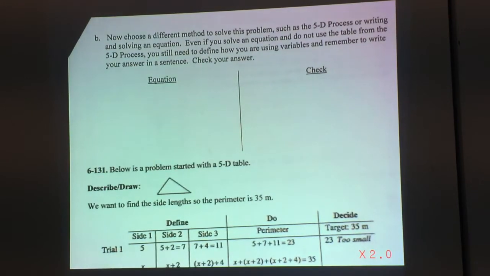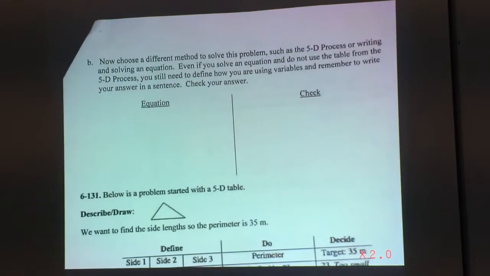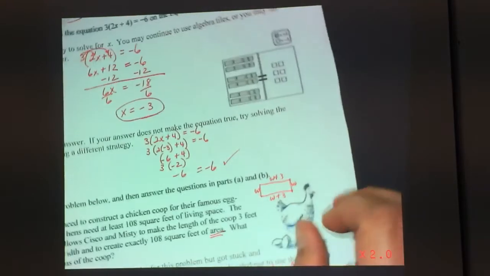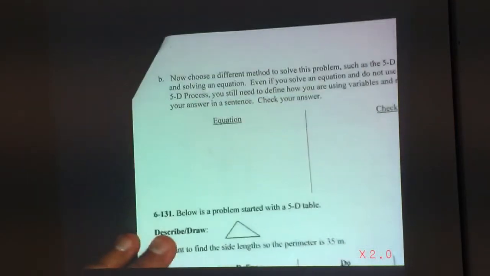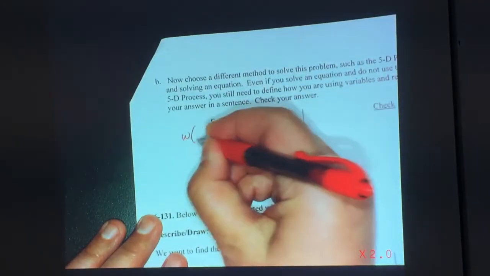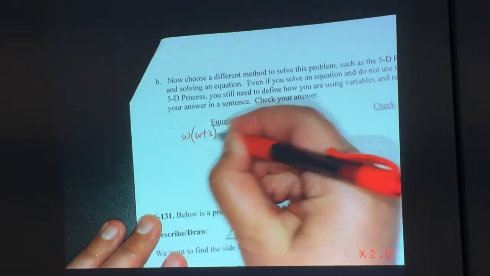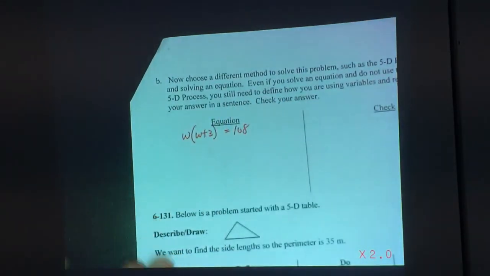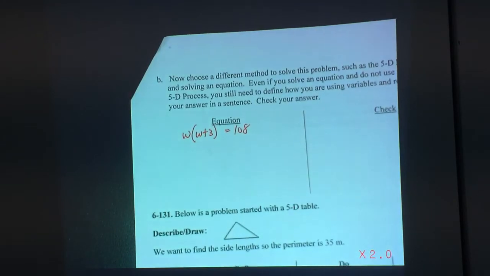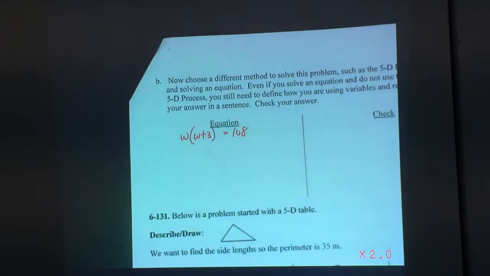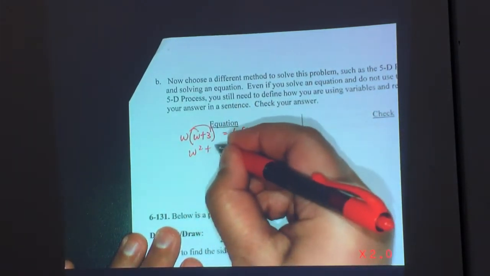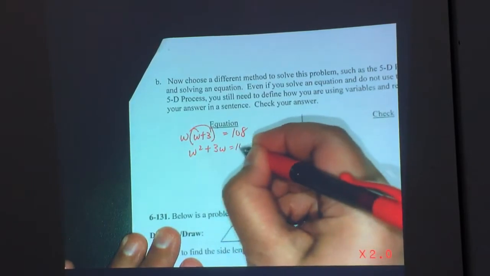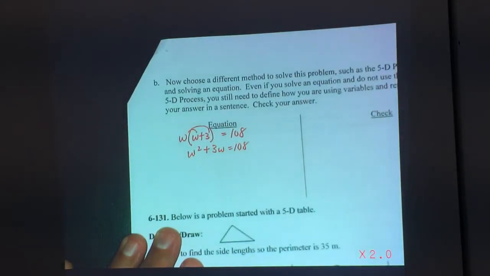Says, now choose a different method to solve this problem. Okay. So if I go back and I look at my drawing from the other side, if I wanted to find the area of this, wouldn't I do length times width? So I would do W times W plus 3 equals 108. But then if I distribute this W, whoa, I get W squared plus 3W equals 108. Put the brakes on the car. Yeah, we don't like that. So let's do this.